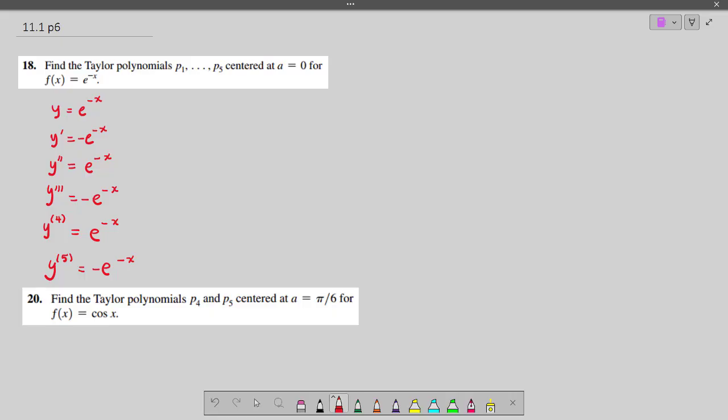All right, now we have to evaluate that function and its derivatives at the center. The center they've given us is 0. So y of 0, oh, that's just 1. y prime of 0, negative 1. Ooh, this looks pretty decent. So we just get 1 or negative 1 all the way down. There we go.